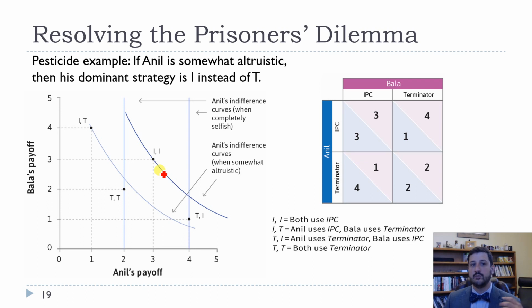But now, because they care about the other person's payoff, if they switch here to 4, the other person only gets 1. And so now they switch to a lower indifference curve, and so this 3,3, where they're both using integrated pest control, is actually the new Nash equilibrium, simply because we care about each other's payoffs.